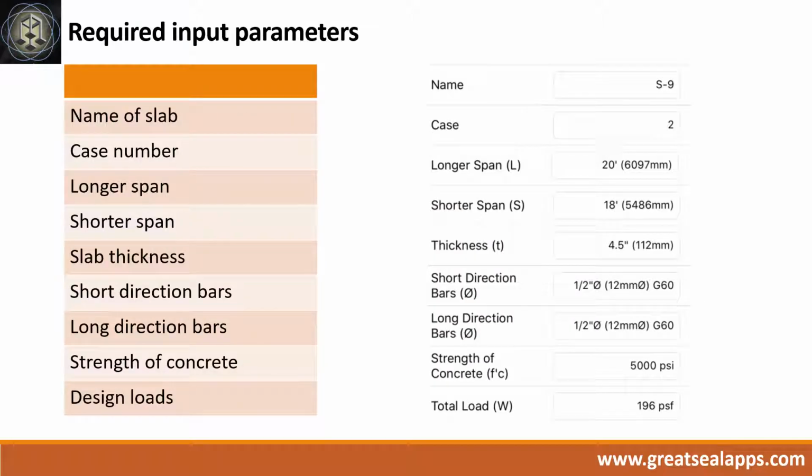Enumerate input parameters required. Name of slab S9. Case 2 panel design. Longer span 20 feet, shorter span 18 feet. Slab thickness 4.5 inches. Main bars half-inch diameter bar at grade 60. Strength of concrete 5,000 psi and total load of 196 psf.